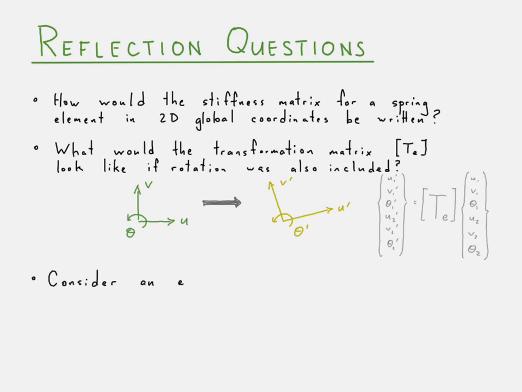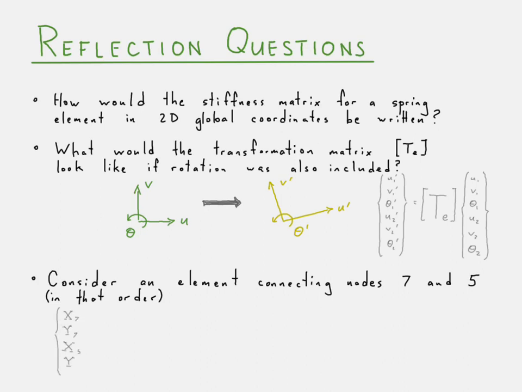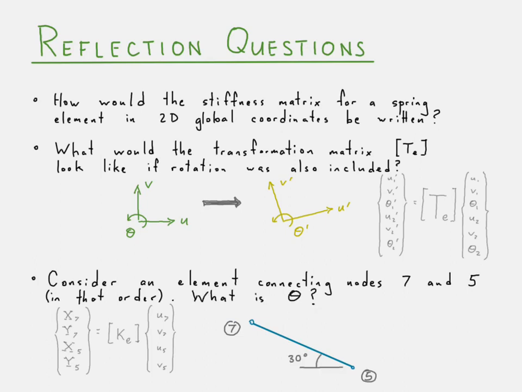And then the next question is, let's say that we wanted to consider an element that would connect nodes 7 and 5 in that order. What would the angle theta be for that element? And so those are the reflection questions for this video on the 2-dimensional truss element.